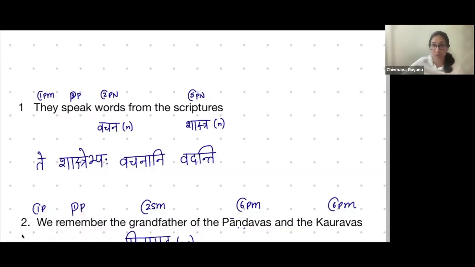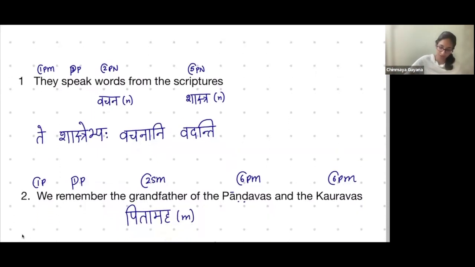We remember. What do we remember? We remember the grandfather. Grandfather will be second case object, singular, masculine. And then of the Pandavas and the Kauravas. Even though it doesn't say and of the Kauravas, it is from understanding what the sentence is saying, the grandfather of the Pandavas and the grandfather of the Kauravas. Okay? So now we translate.